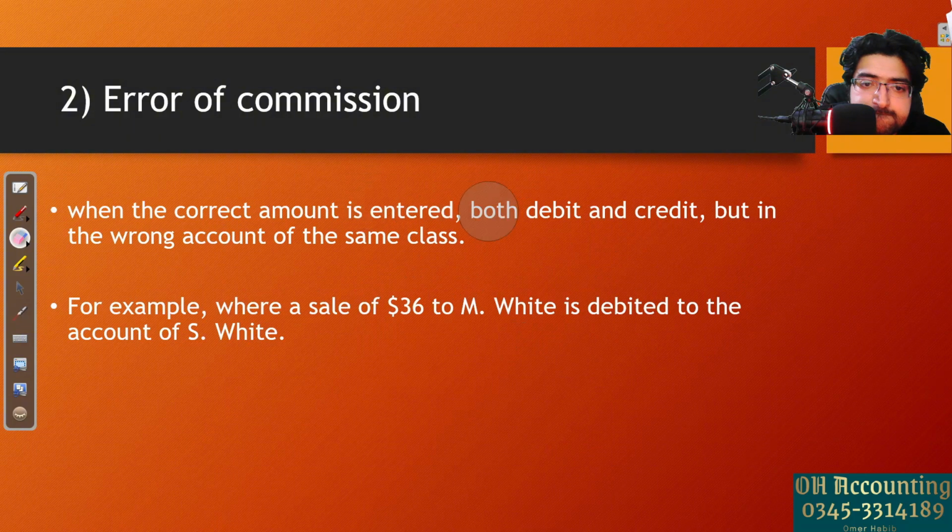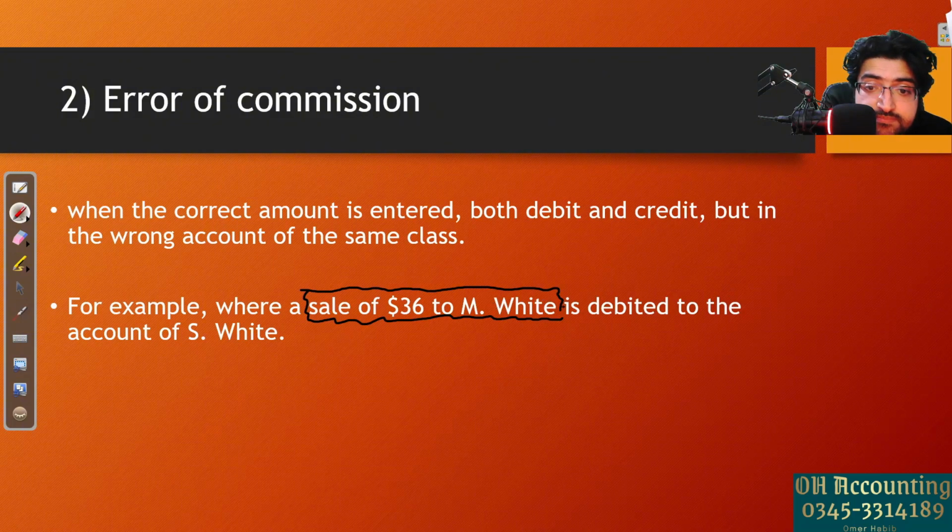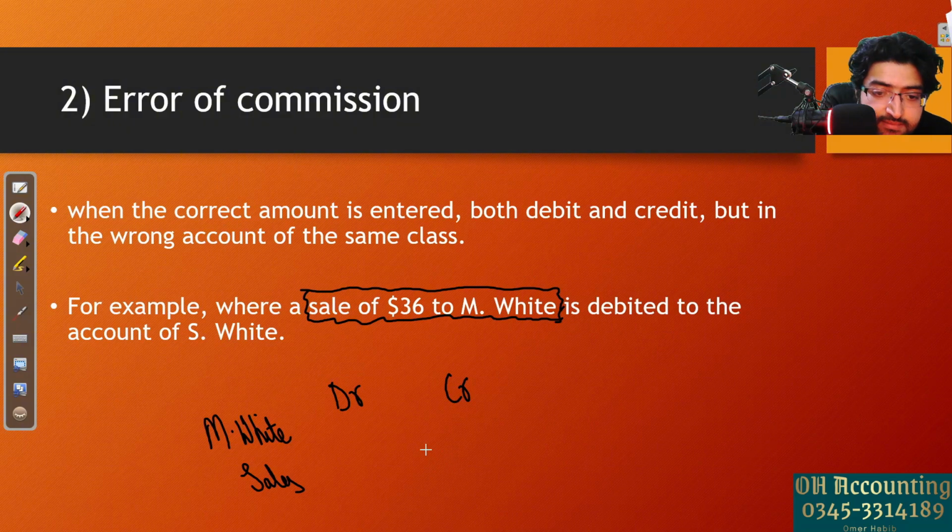See, a sale of $36 to M White. This is the transaction. Okay, just by reading this, you should have an idea what to debit and what to credit, right? You should be strong with the double entries. So we should debit M White because he becomes our trade receivable as we are selling goods to him on credit, and then sales will get credited by 36, right? This is the entry for this transaction, but we have made a mistake.